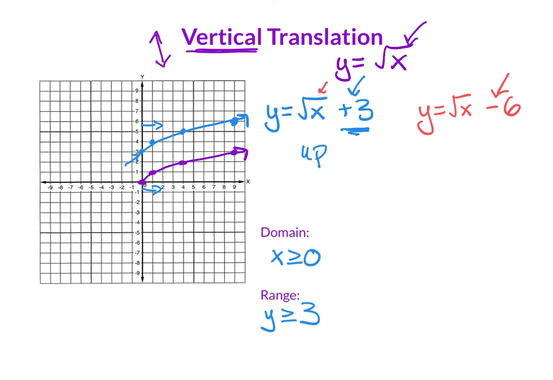All right, so now minus 6, you can guess, this will move the function down. So starting at the parent function, move each of the points down 6. And there we have it. And notice once again, the domain is still x is greater than or equal to 0, but the smallest y value is negative 6. All y values greater than or equal to negative 6.